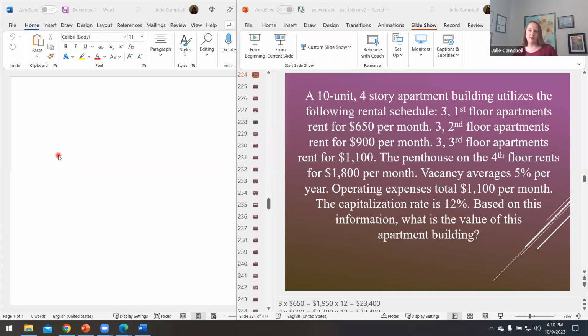So this problem tells us that there's a 10-unit, 4-story apartment building that utilizes the following rental schedule. There are 3 first-floor apartments that rent for $650 per month. There are 3 second-floor apartments that rent for $900. There are 3 third-floor apartments that rent for $1,100. The penthouse on the fourth floor rents for $1,800. Vacancy averages 5% per year. Operating expenses are $1,100 per month. The capitalization rate is 12%. Based on this information, what is the value of the building?